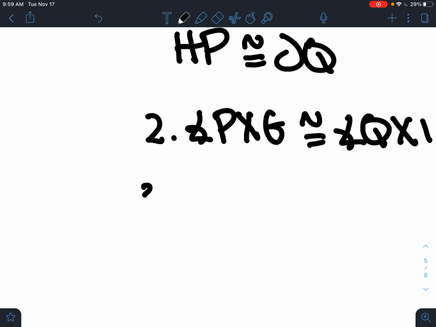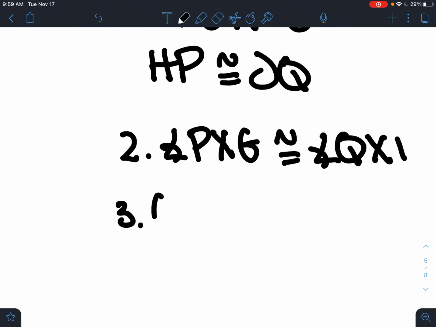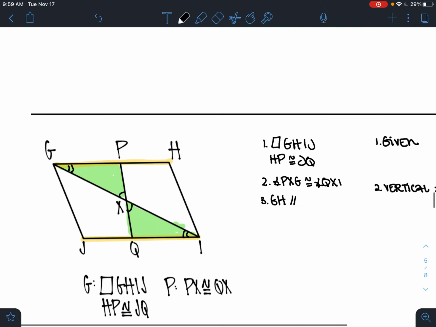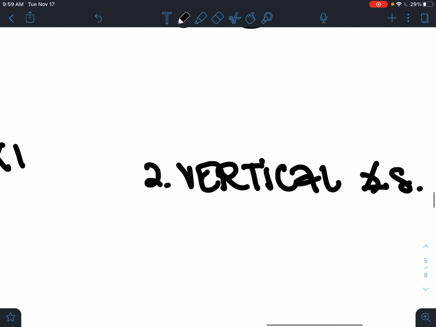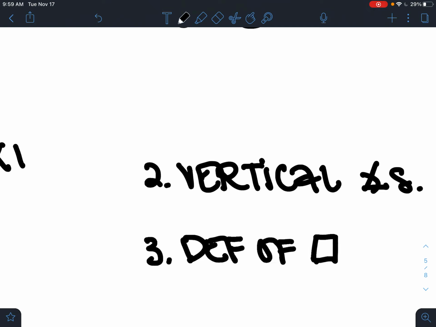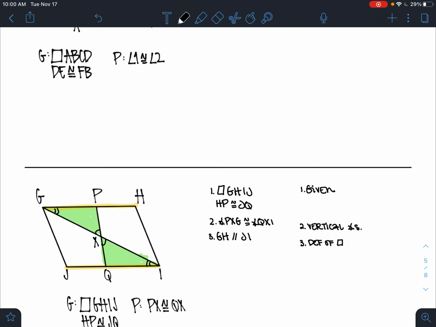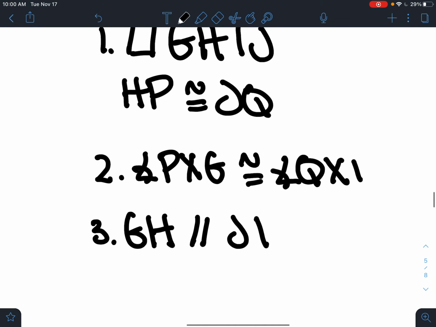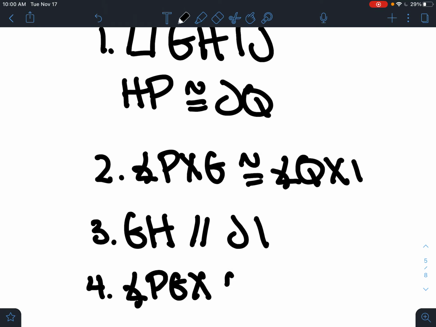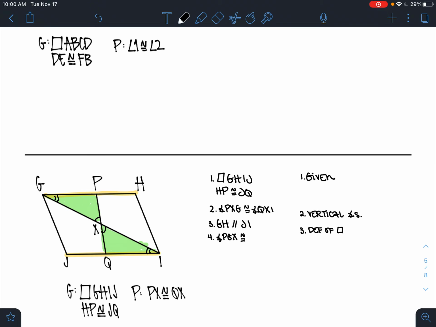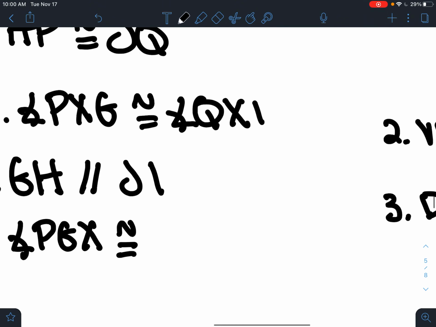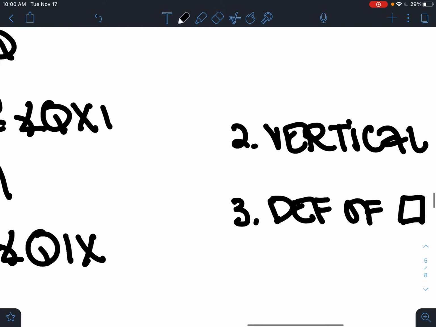So I'm going to now state that side GH is parallel to side JI, and that's by the definition of parallelogram. You could have also said opposite sides parallel. And because we know that those lines are parallel, we now can state that the alternate interior angles are congruent. So now I can state PGX is congruent to QIX, and that's by alternate interior angles.